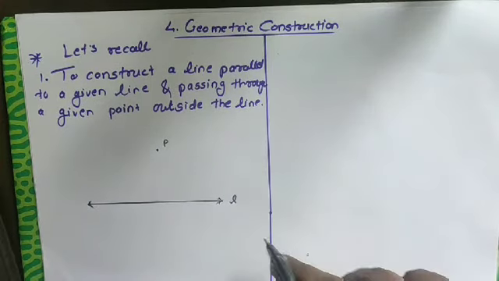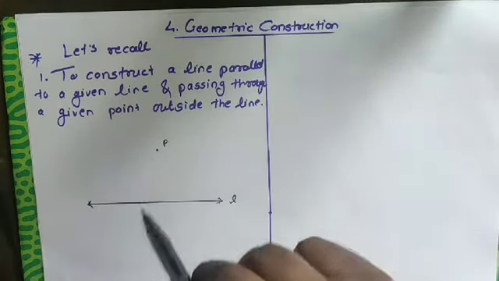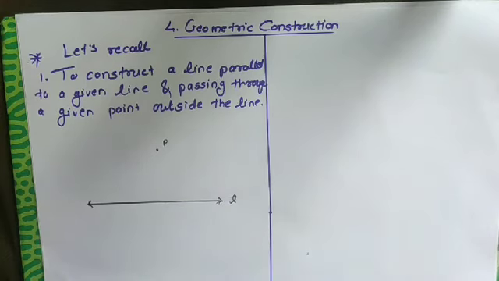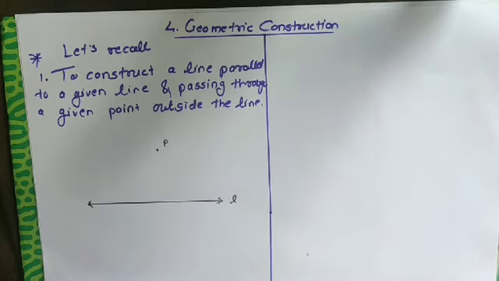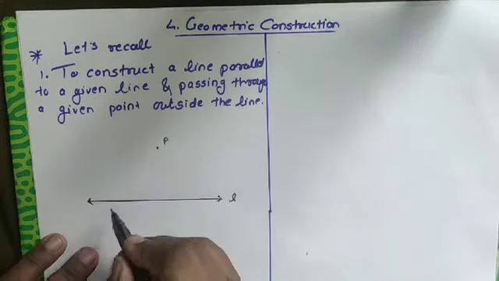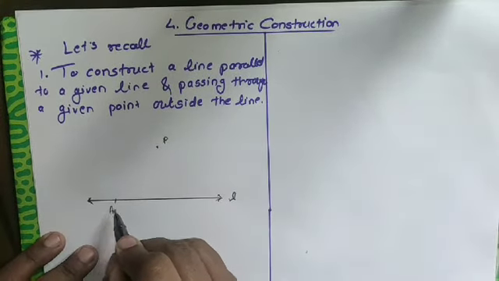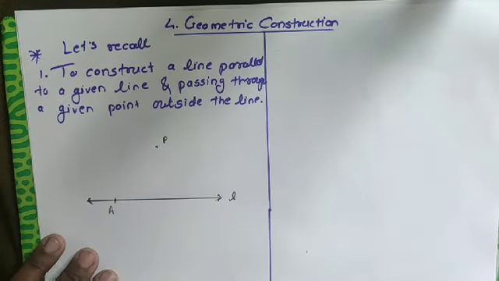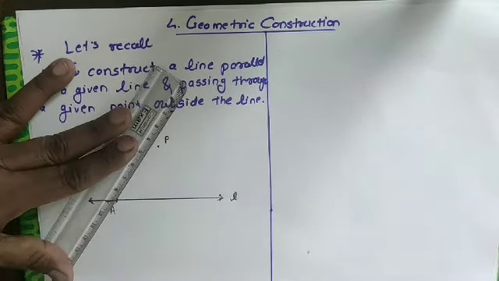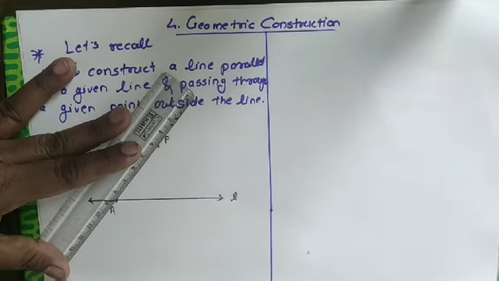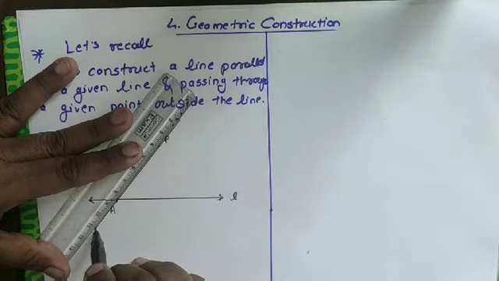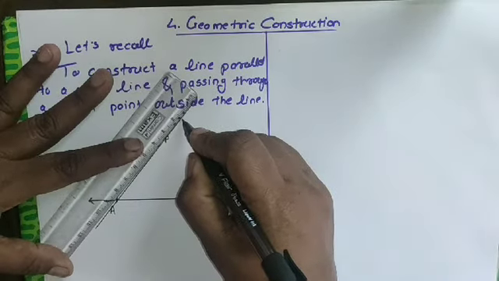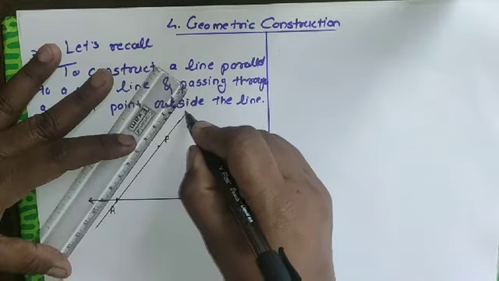So here it is line L and this is point P, and now I am going to draw the line parallel to L which is passing through point P. For that, first of all I have to take one point on line L. Suppose this point is point A. And now I have to draw the line passing through points A and P. You have to do these constructions.